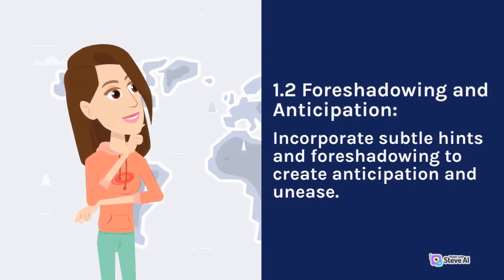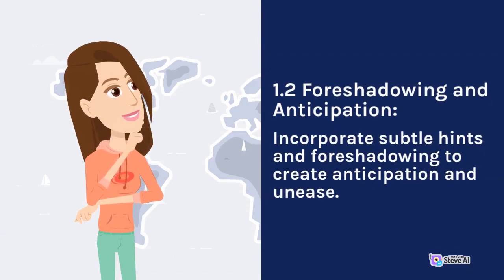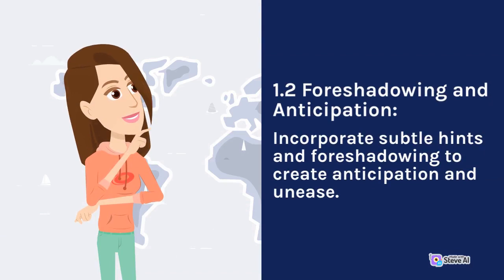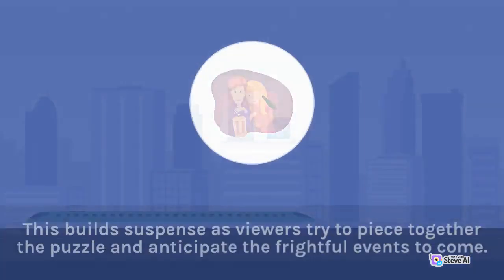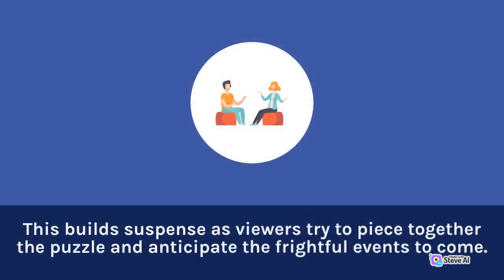1.2 Foreshadowing and Anticipation. Incorporate subtle hints and foreshadowing to create anticipation and unease. Plant clues and symbols throughout the film that hint at the impending horror. This builds suspense as viewers try to piece together the puzzle and anticipate the frightful events to come.